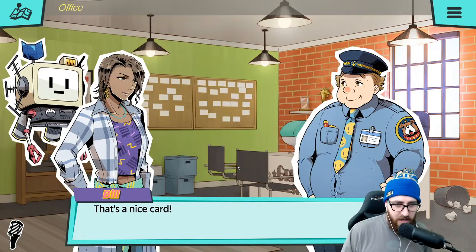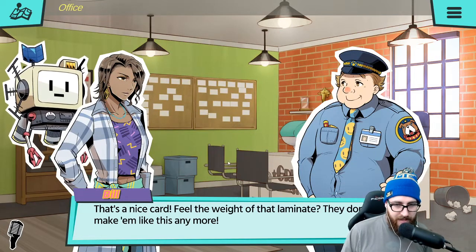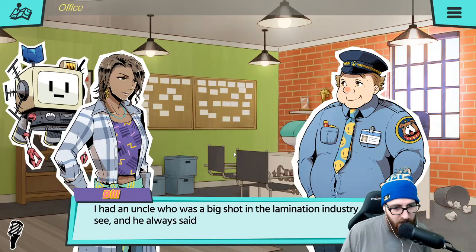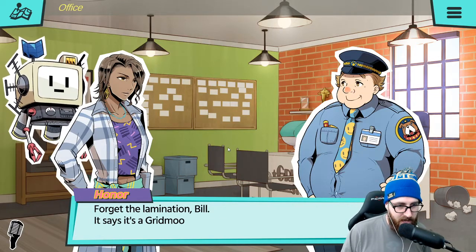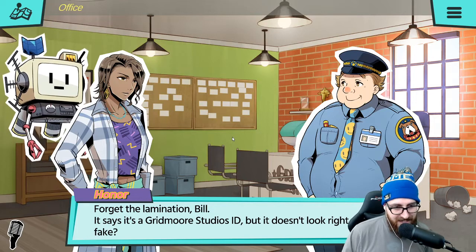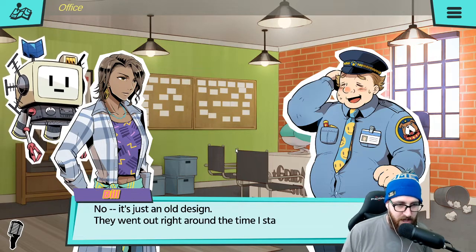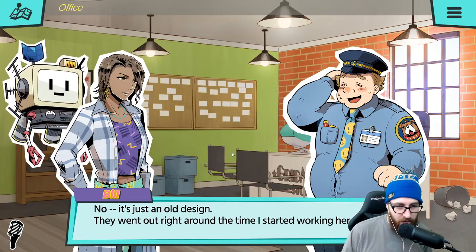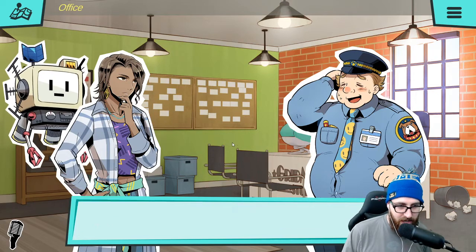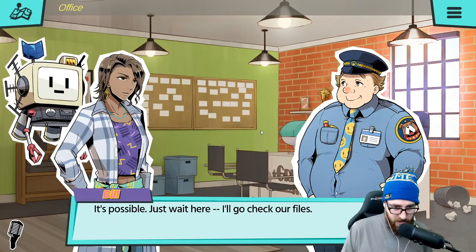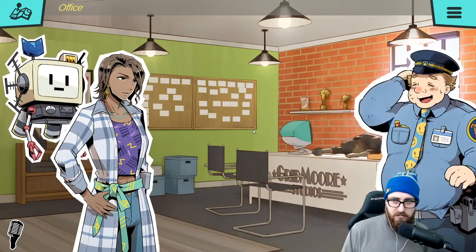What do you make of this ID card, Bill? It's a nice card. Feel the weight of that laminate. They don't make them like this anymore. I had an uncle who was a big shot in the lamination industry, you see, and he always said, forget the lamination, Bill. It says it's a Gridmore Studios ID, but it doesn't look right. Is it a fake? No, it's just an old design. They went out right around the time I started working here. But that was years ago. Do you really think Tully has had a studio ID for that long? It's possible. Just wait here. I'll go check our files.